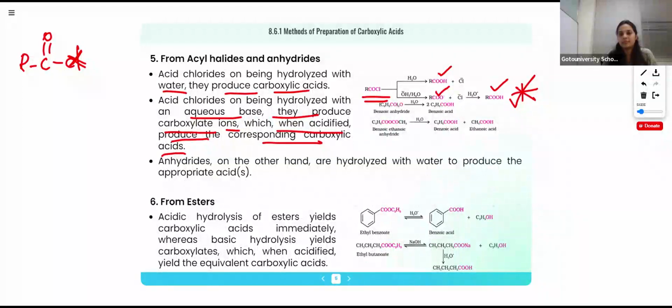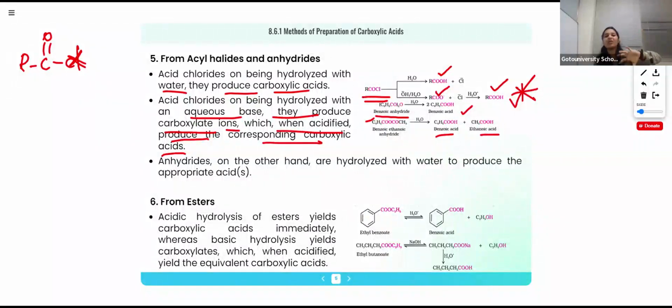Okay, see another one. I am taking anhydride, that is benzoic anhydride. What is anhydride? We know, right? Yes. This anhydride means there is no water, right? So this benzoic anhydride on reaction with water, we are reacting directly with the water, you are getting benzoic acid. Got it? Next one, benzoic ethanoic anhydride. On reaction with water, we are getting benzoic acid and ethanoic acid.